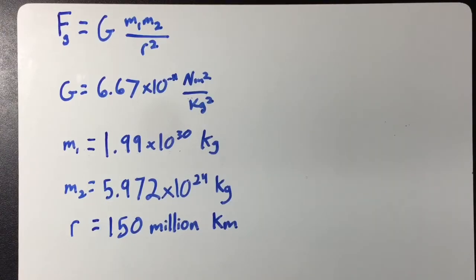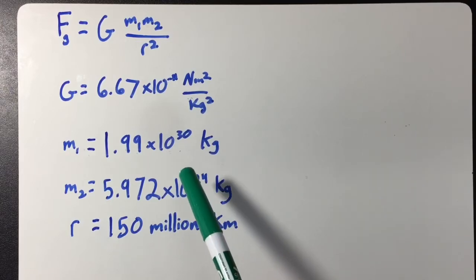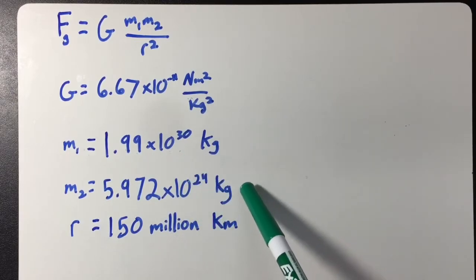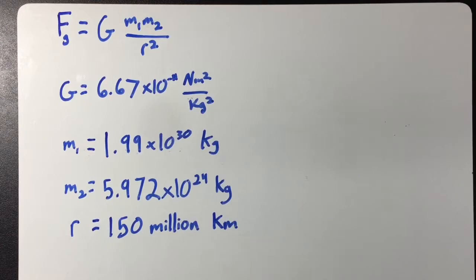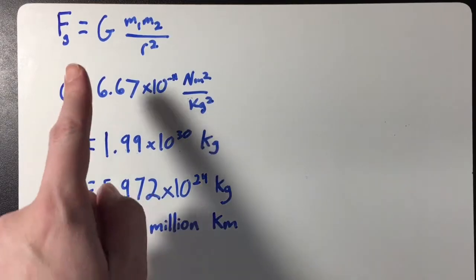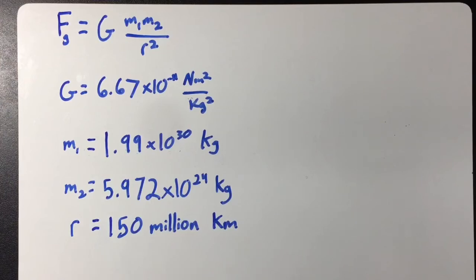So here we have a problem calculating the gravitational force between the sun and the earth. This is the mass of the sun, this is the mass of the earth, and this is the distance between them. So this is pretty straightforward. We just have to plug it into our equation and then solve for that. I say straightforward, but not everybody agrees with me on that one.